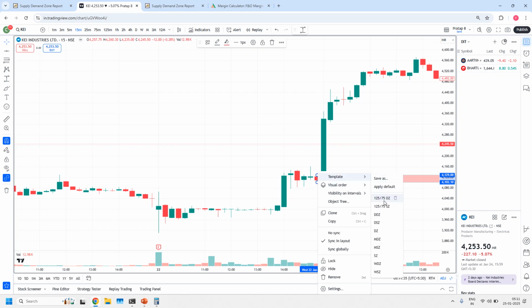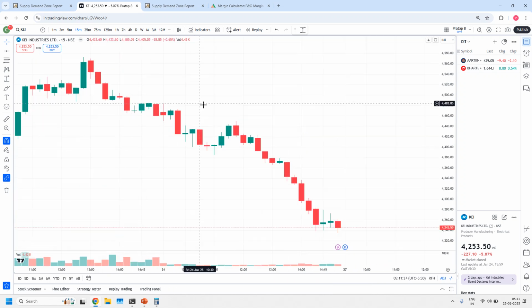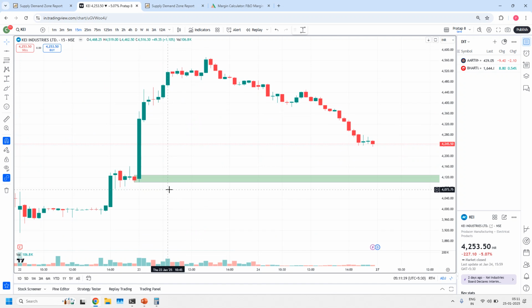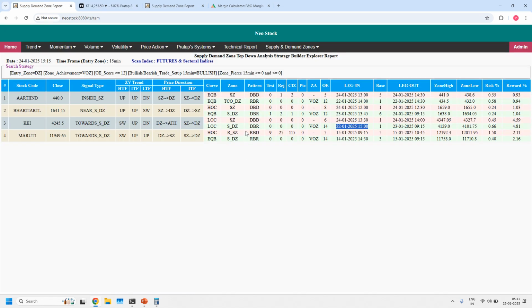This is the 15 minutes demand zone. Drop, base, rally. This drop, failed ERC, is the drop, base, rally. See, our software also specified here DBR, drop, base, rally. A fresh zone so far.